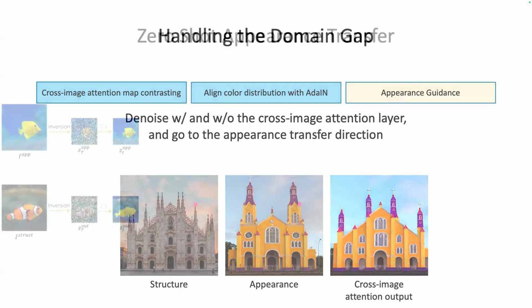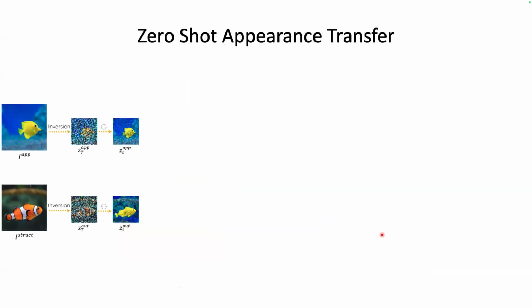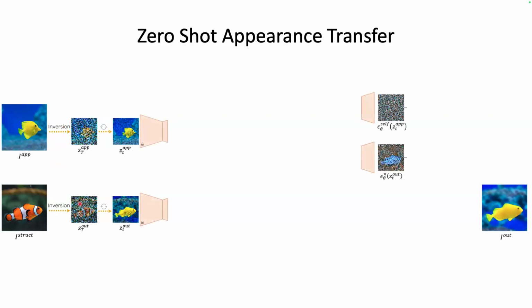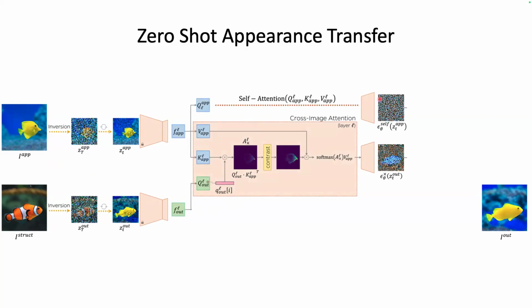So let me summarize how we perform this appearance transfer. We have as inputs the appearance image and the structure image. We first of all invert them to z_T, and then we begin a denoising process. Actually, we have 2 branches of denoising: a branch for the appearance image and a branch for the image that we're generating. For the appearance image, we just denoise it as usual with the pre-trained model.